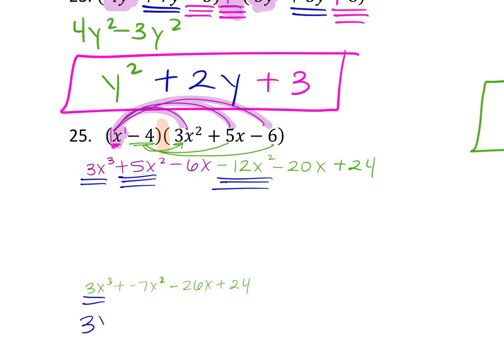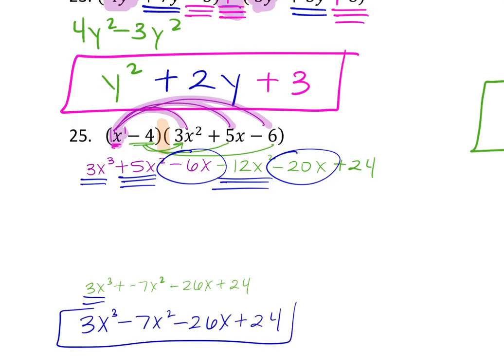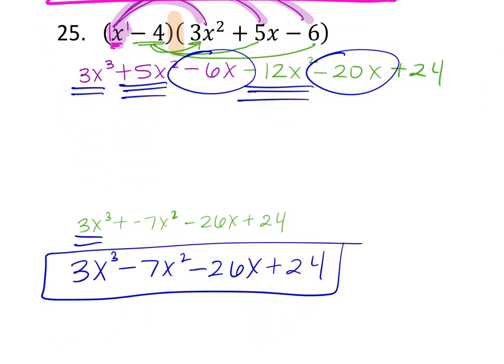You could also write it this way. 3x cubed minus 7x squared is fine. Then it's a negative 6x minus 20x, which is a negative 26x, and then plus 24. Chloe got it right. Okay. Questions on that? No. Fantastic.